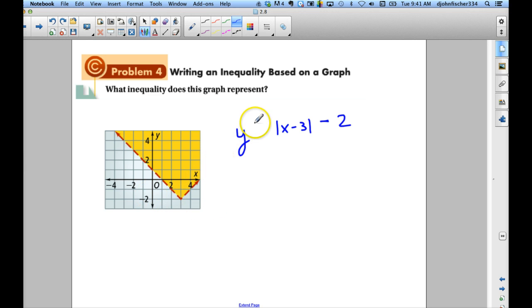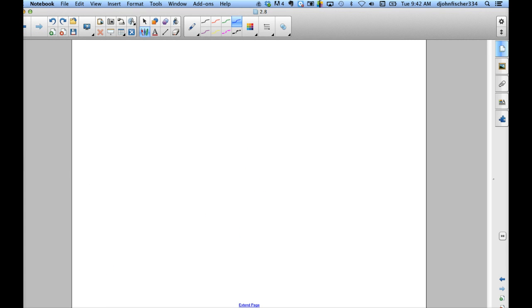Now let's try one. I'm thinking it's going to be greater than. It's not going to be equal to because it's a dotted line. So let's try greater than. Now let's try the point 0, 0. 0 is greater than the absolute value of 0 minus 3, which is negative 3, absolute value is 3, minus 2 is 1. 0 is greater than 1 is false, so we shade the inside. So that would be the right answer there. That finishes off this section.